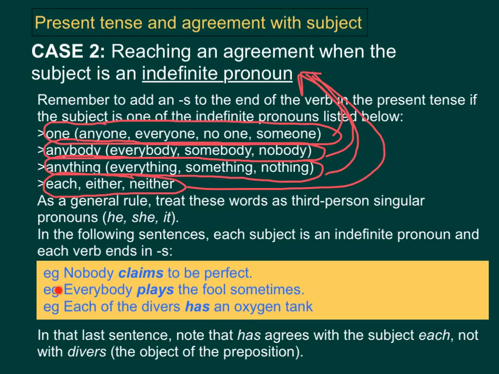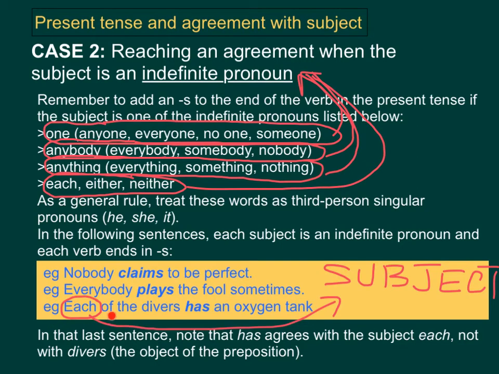In this case, everybody is also an indefinite pronoun, which is why we also have to add an s to the verb plays. Remember, we treat the indefinite pronouns the same way we treat he, she, and it. So in this case, we can also say, he plays the fool sometimes, where we also have to add an s to the verb plays. Each of the divers has an oxygen tank. In the last sentence, note that has agrees with the subject each, not with divers.